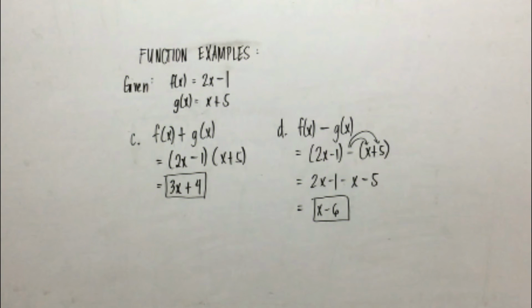For addition, we just simply add our functions. First, let's add the first terms. 2x plus x is equal to 3x. Then, the last terms. Negative 1 plus 5 is equal to 4. Now combine, and we have 3x plus 4 as our final answer.